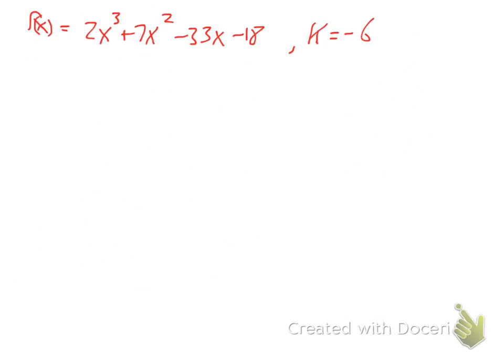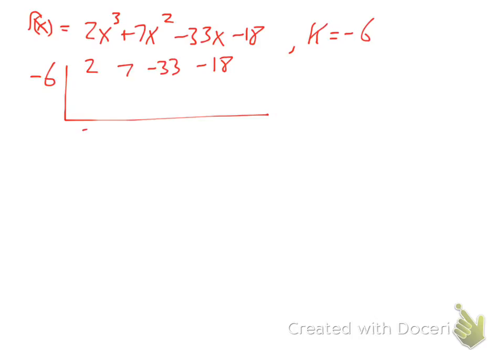So let's try one here. We have a negative k value. So f of x equals 2x cubed plus 7x squared minus 33x minus 18. And k equals negative 6. We're going to do the exact same thing. We're going to factor the rest of it. So we make our upside down backwards L, put negative 6 on the outside. Do not need placeholders again. It's 2, 7, negative 33, and negative 18, correct?